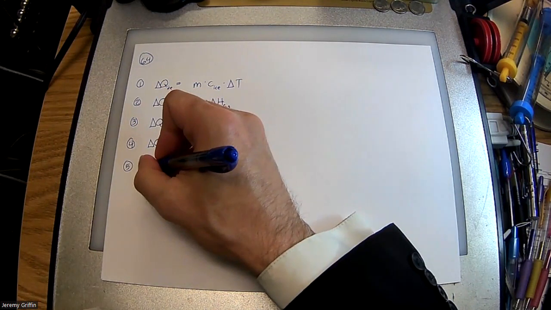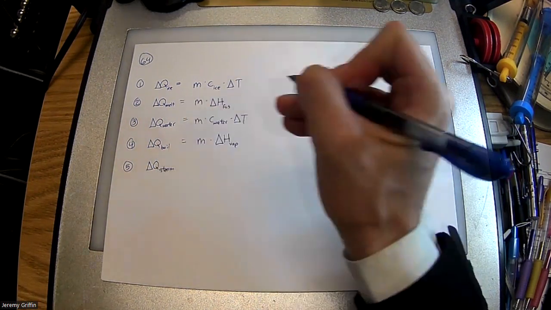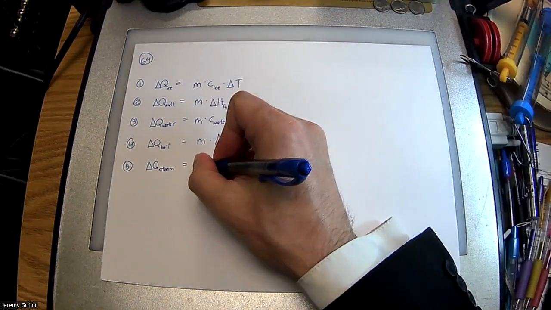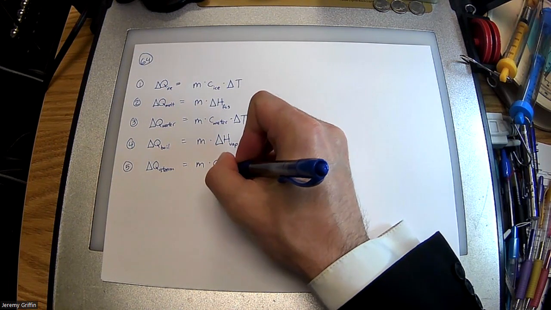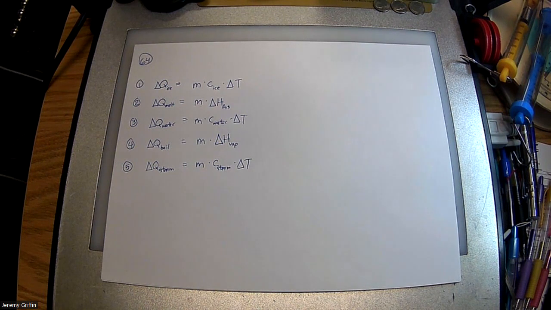And then finally, the last part of the process, delta Q for the steam, because I need to continue heating the steam. So I'll keep adding energy to it. So we're back to MC delta T, this is for steam. Are you guys okay with the 5 parts?